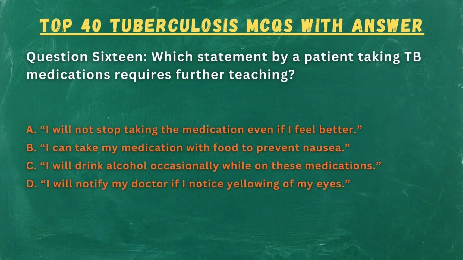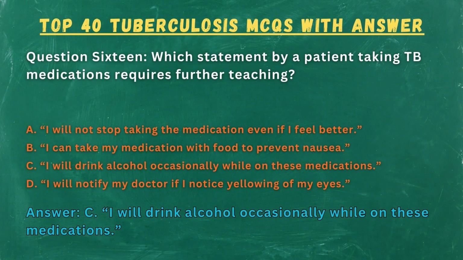Question 16. Which statement by a patient taking TB medications requires further teaching? A. I will not stop taking the medication even if I feel better. B. I can take my medication with food to prevent nausea. C. I will drink alcohol occasionally while on these medications. D. I will notify my doctor if I notice yellowing of my eyes. Answer: C. I will drink alcohol occasionally while on these medications.